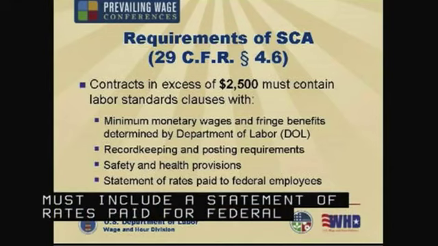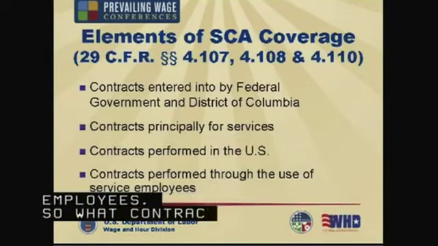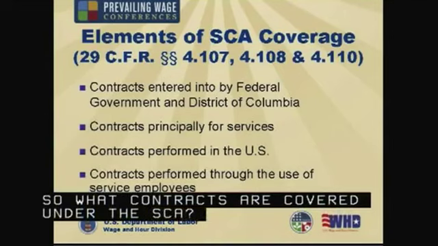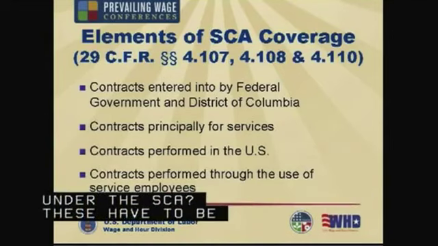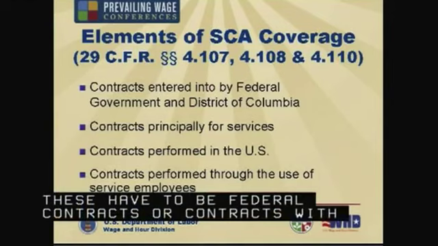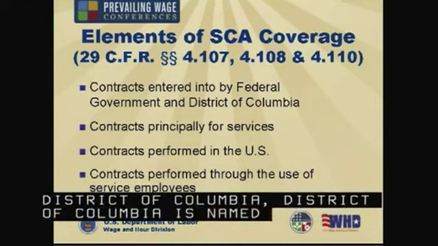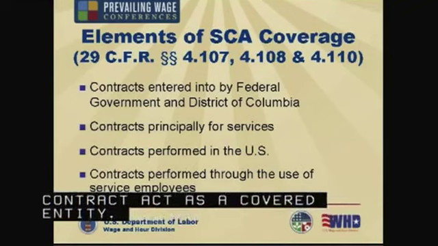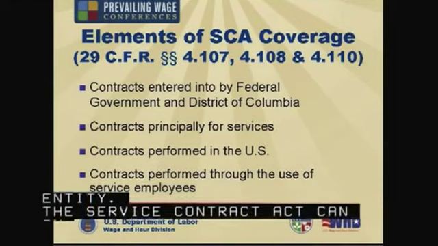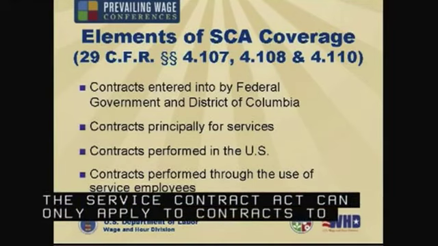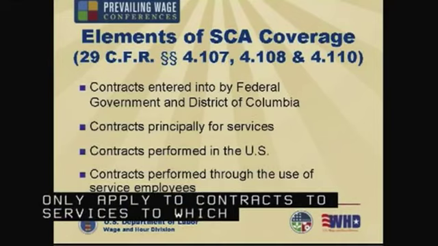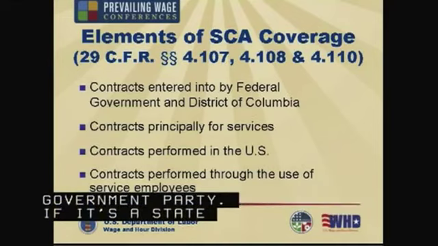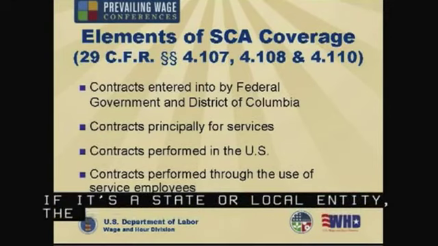So, what contracts are covered under the SCA? These have to be federal contracts or contracts with the District of Columbia. The District of Columbia is specifically named in both the Davis-Bacon Act and the Service Contract Act as a covered entity. So the Service Contract Act can only apply to contracts for services to which the federal government is a party. If the contract is awarded by a state or local entity or some other group, the SCA will not apply because it has a federal contracting requirement.